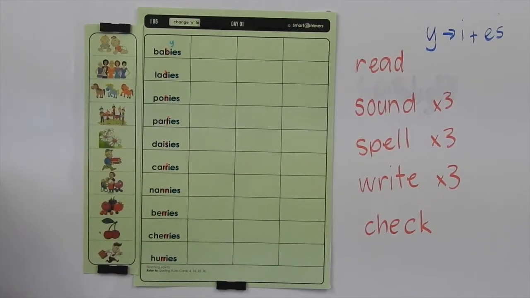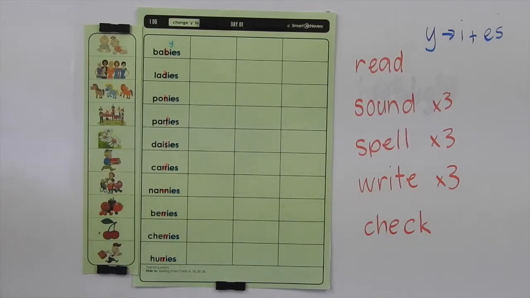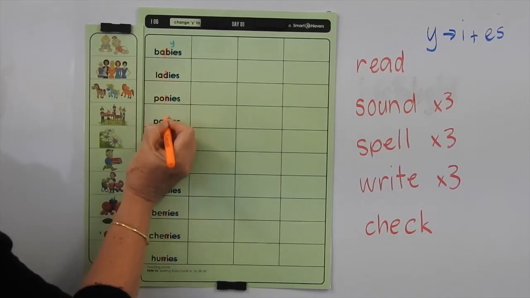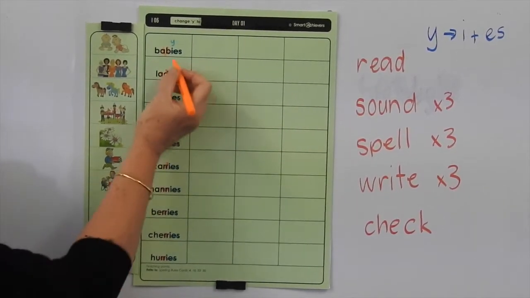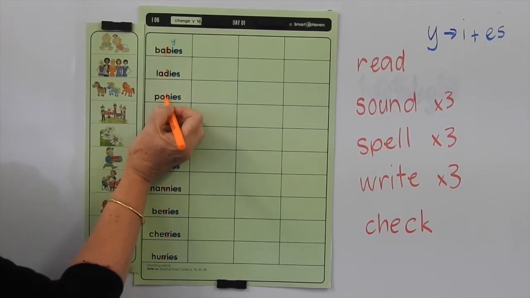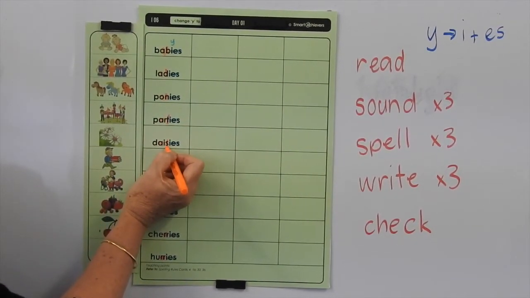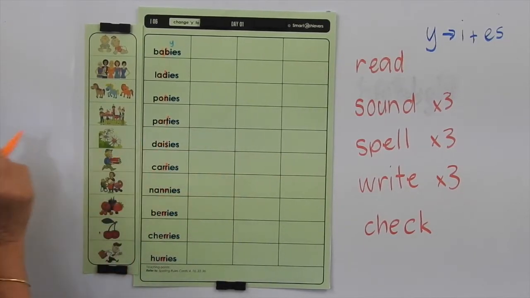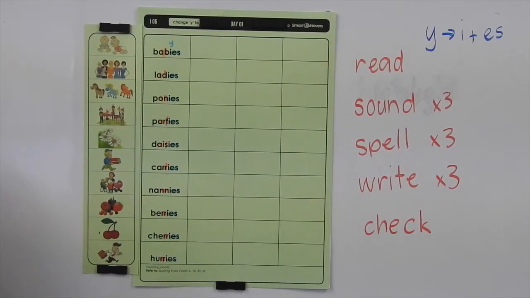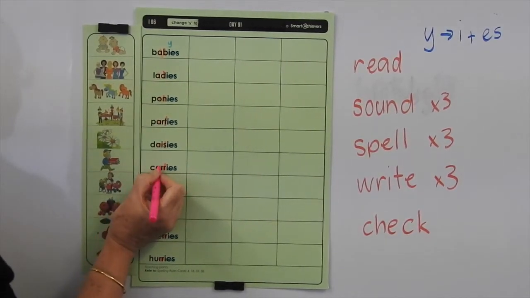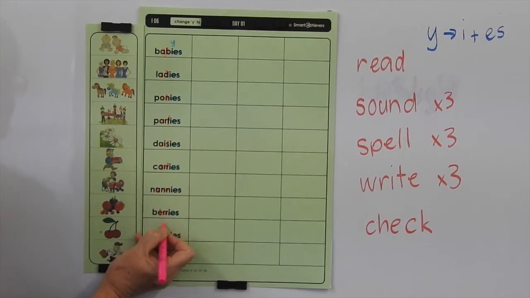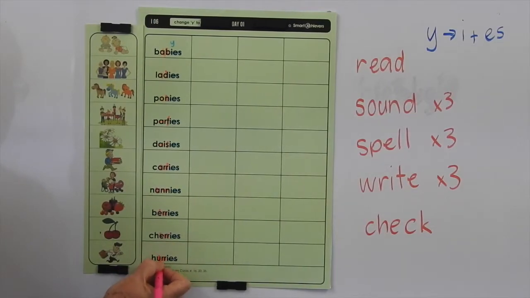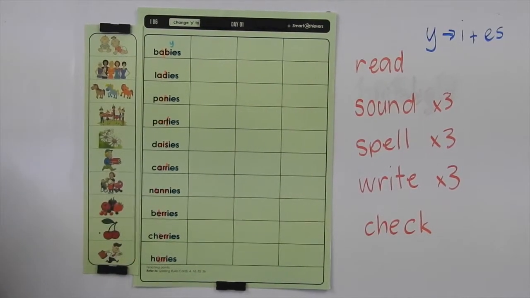Now some of these have a long vowel sound before the consonant and some of them have a short vowel sound. So babies, ladies, ponies, parties, daisies all have a long vowel sound, and that's why we only have one consonant after a long vowel sound in these multisyllabic words, or these words that have more than one part to them. Whereas in these words you can see we've got a short vowel. Short vowel, double the consonant. So there's quite a lot in this one.